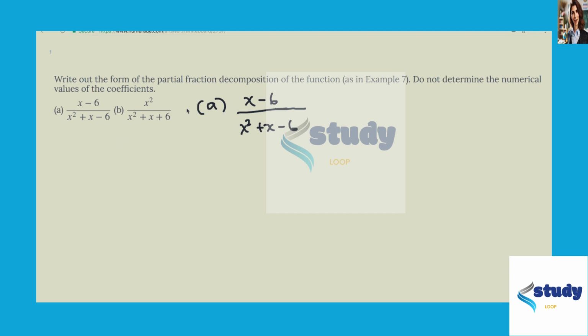given in part A and B. So looking at part A, I see that there's a quadratic in the denominator, so it really depends on whether or not this thing factors. So first we see if we can factor it, and this one does factor.